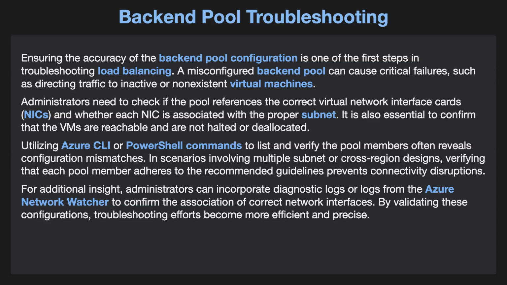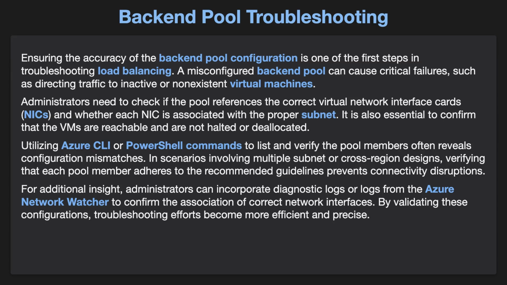Ensuring the accuracy of the backend pool configuration is one of the first steps in troubleshooting load balancing. A misconfigured backend pool can cause critical failures, such as directing traffic to inactive or non-existent virtual machines. Administrators need to check if the pool references the correct virtual network interface cards, NICs, and whether each NIC is associated with the proper subnet. It is also essential to confirm that the VMs are reachable and are not halted or deallocated.